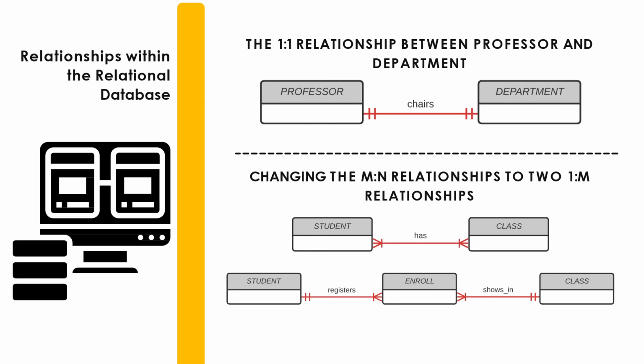So in this case, we have a many-to-many relationship, and we need to break it down into two one-to-many relationships with an associative entity. In this case, we are creating a bridge entity, enroll, in between the student and class, and as you can see, we have a one-to-many relationship between those original entities and our bridge entity.